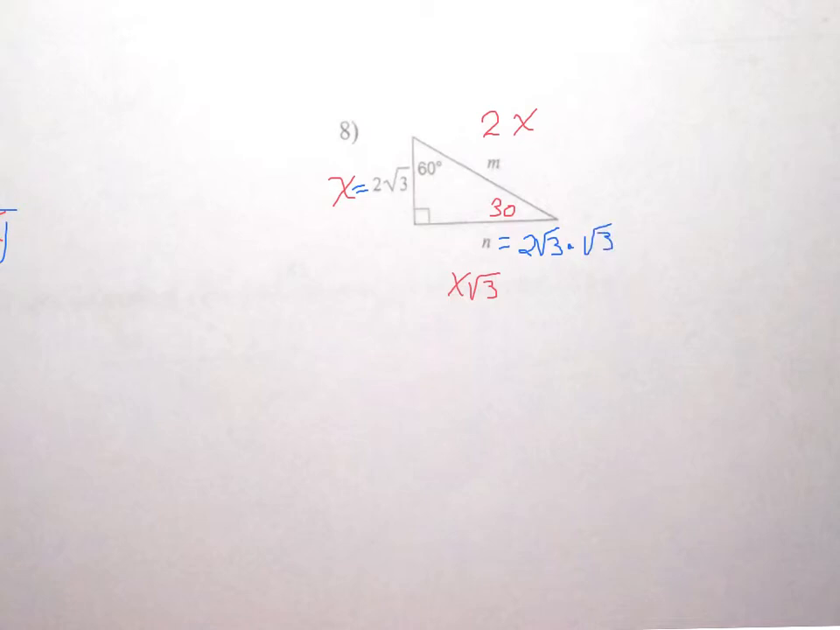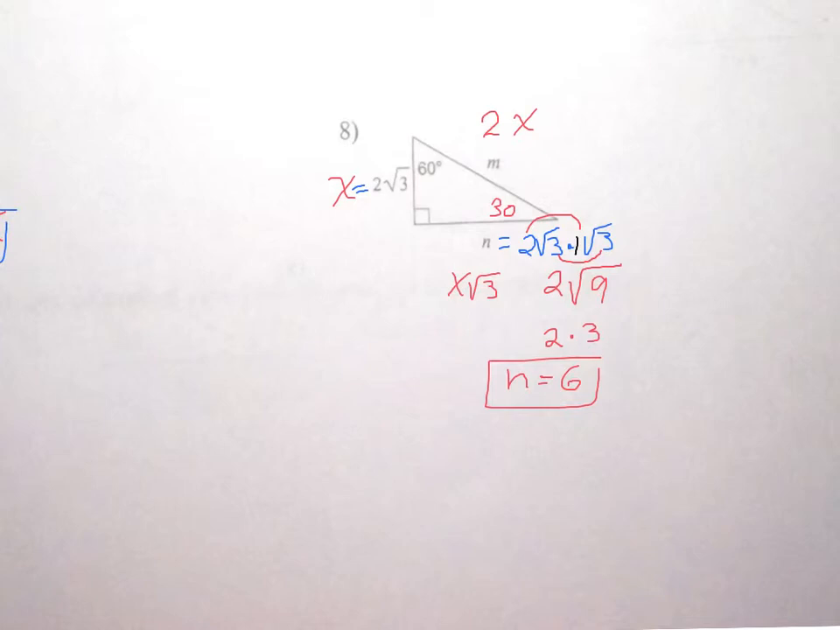Well, again, here, the square root of 3 is like having a 1 square root of 3. Then you multiply the outside number with the outside number. 2 times 1 is 2. Inside of the radical with the inside of the radical. Keep it inside the radical. 3 times 3 is 9. Square root of 9 is 3. And then 3 times 2 is 6. So n equals 6.